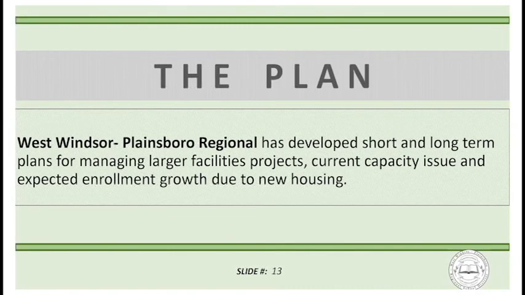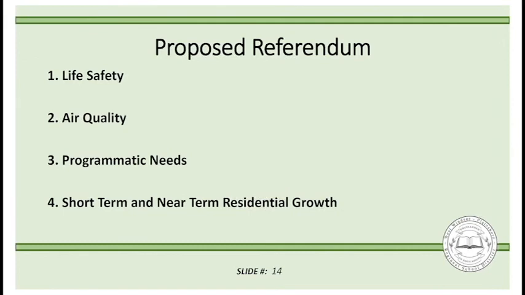So the plan is looking at a couple different things. We're going to look at short-term and near-term facility needs. We're going to look at our current capacity issues. We're looking at our enrollment growth due to new housing. And we're going to look at these four areas in the referendum. We're looking at life safety, air quality, programmatic needs, and short-term and near-term residential growth. So those are our four big categories we're going to hit on.